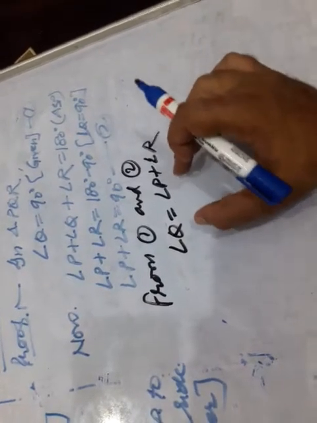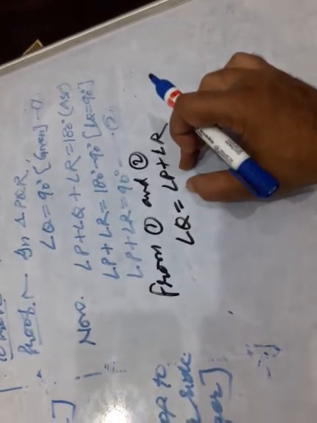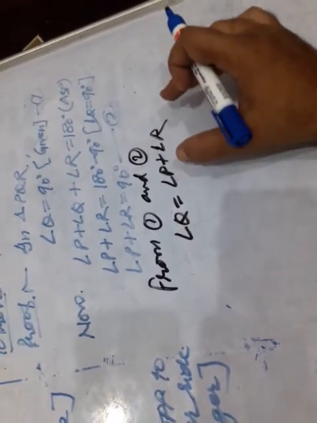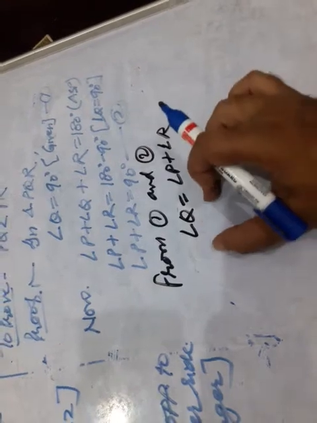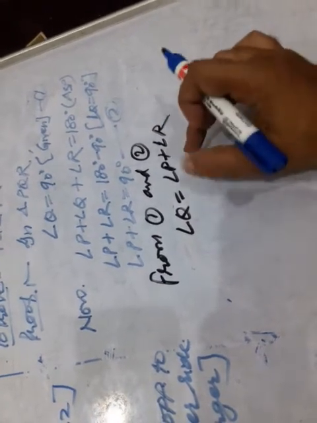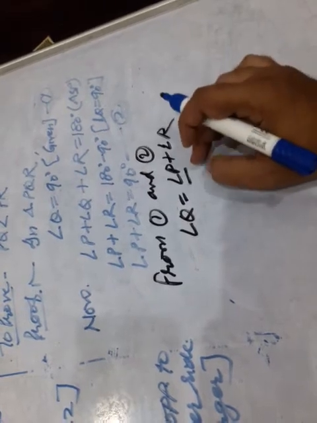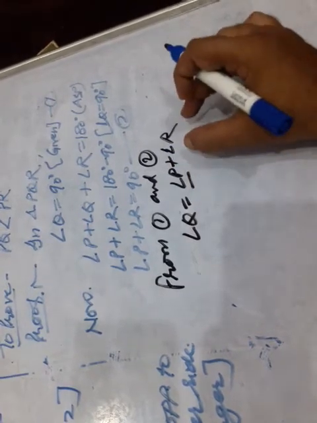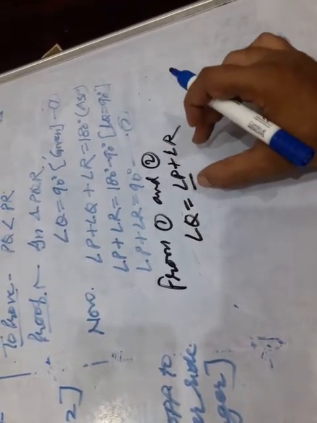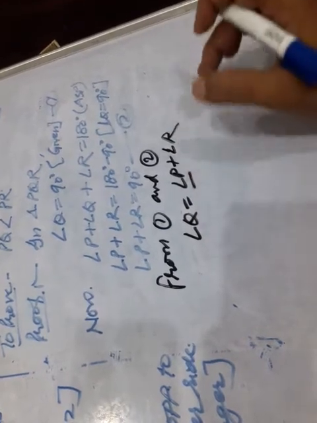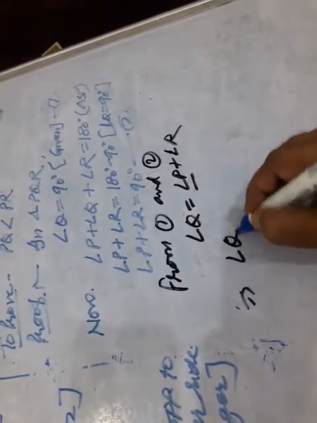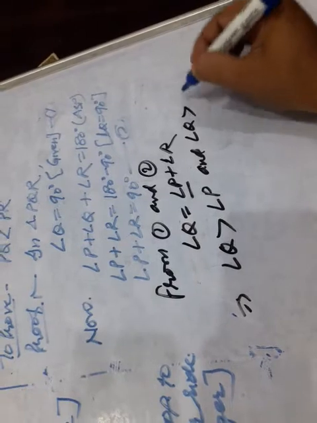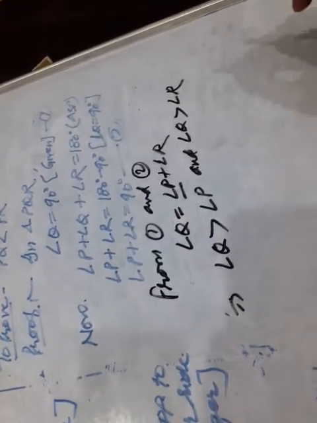What does it mean? It means that angle Q is greater than angle P alone, and angle Q is greater than angle R alone. If angle P and angle R are put together, they become equal to angle Q. So angle P alone is less than angle Q, and angle R alone is less than angle Q. This implies that angle Q is greater than angle P, and angle Q is greater than angle R. Okay, children? This is an inequality.